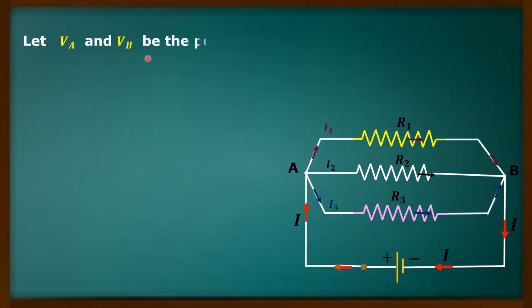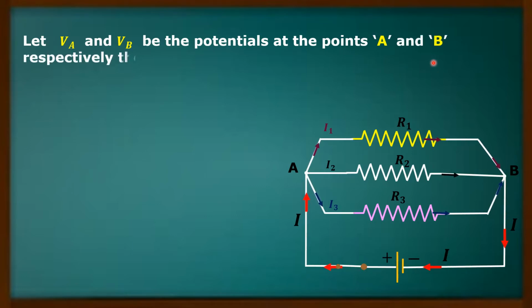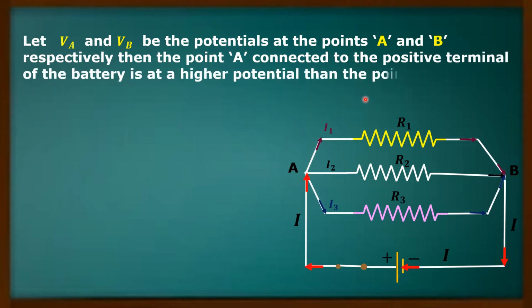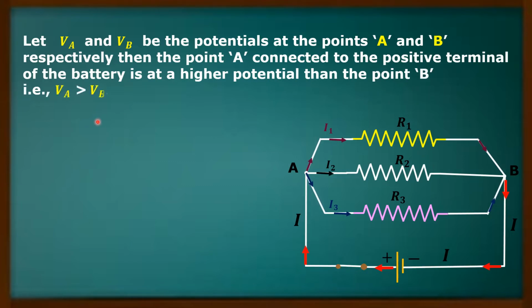Now let VA and VB be the potentials at the points A and B respectively. Then the point A connected to the positive terminal of the battery is at a higher potential than the point B. That is, VA is greater than VB.